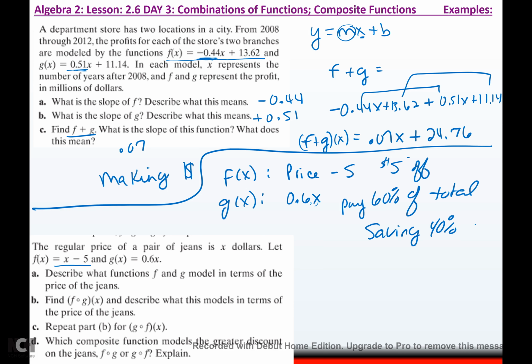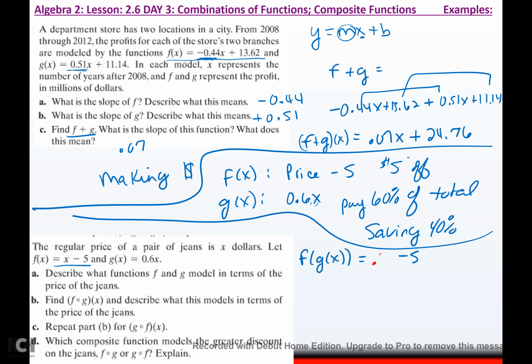Okay, so now B says find f of g of x. Well, to find f of g of x, this says take the g function and plug it in for f. So if I take the f function, that says whatever you bring, minus 5. I'm bringing the g function, which is 0.6x. So my composition is 0.6x minus 5. What that means is you did this first, right? So you're taking 40% off, then subtracting 5. So you're getting your 40% off, and then you're getting your $5 off.